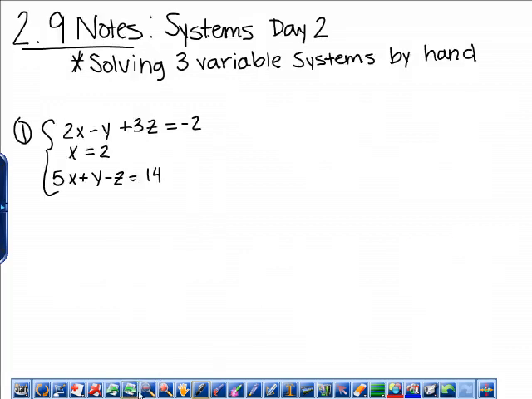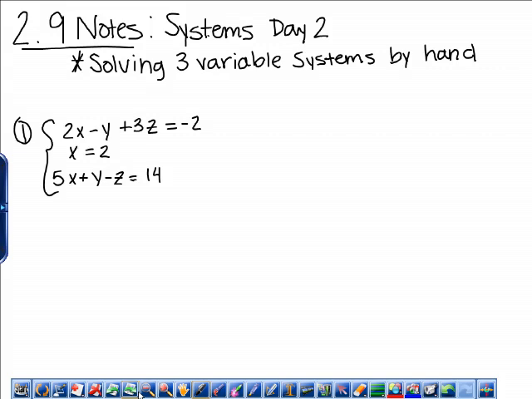So what we are stepping into today with our second day of systems is systems of 3 variables. 3 variables requires 3 equations, okay? And we are going to work on how to solve these 3 variable systems by hand. In a couple days, Thursday or so, you're going to be really mad at me because I'm going to show you the easy way to do this. But in order to appreciate the easy way, we have to struggle through the hard way first.